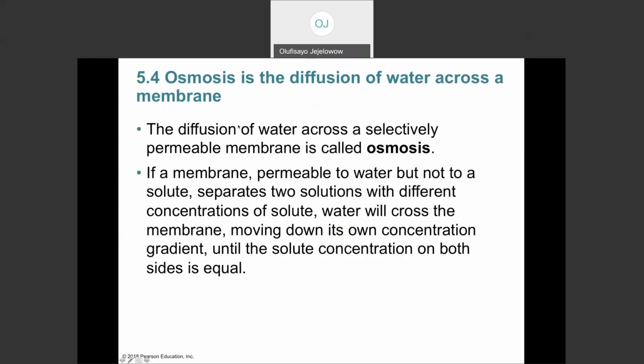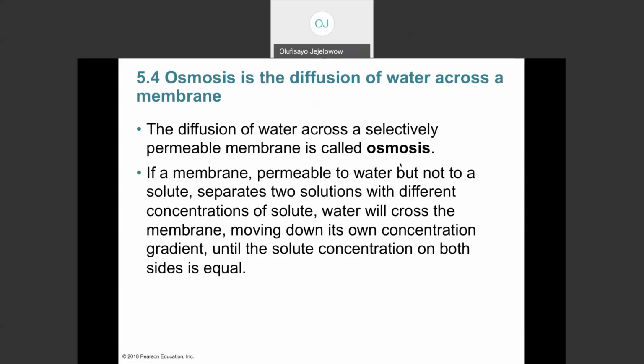So osmosis is a specific or special type of diffusion that is relevant to water only. So osmosis is diffusion of water across a membrane. Diffusion of water across a selectively permeable membrane is called osmosis. So when you take your beans and you soak them in water and they increase in size, it's as a result of osmosis going in.